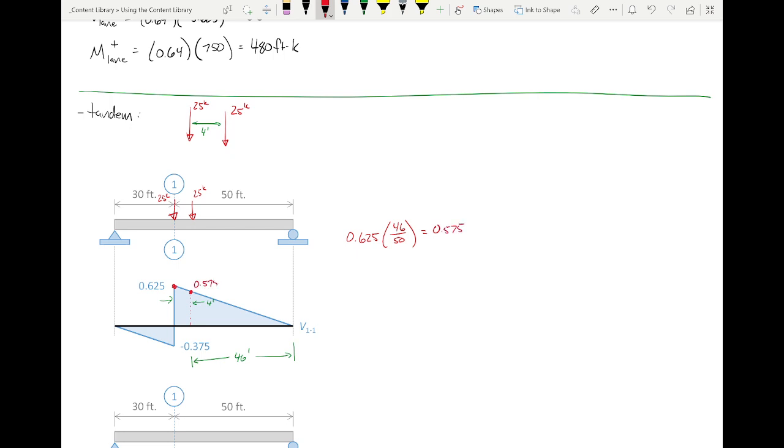That is that value right there. Because what I'm basically doing is 0.625 is to 50 as something is to 46. So just scale that down. It's just linear interpolation. That's that value right there. So I propose then that V tandem positive is 25 kips times 0.625 plus 25 kips times 0.575. And what is that?